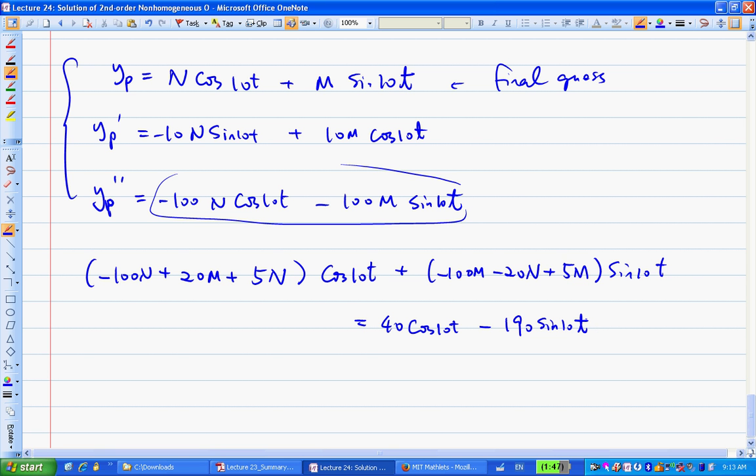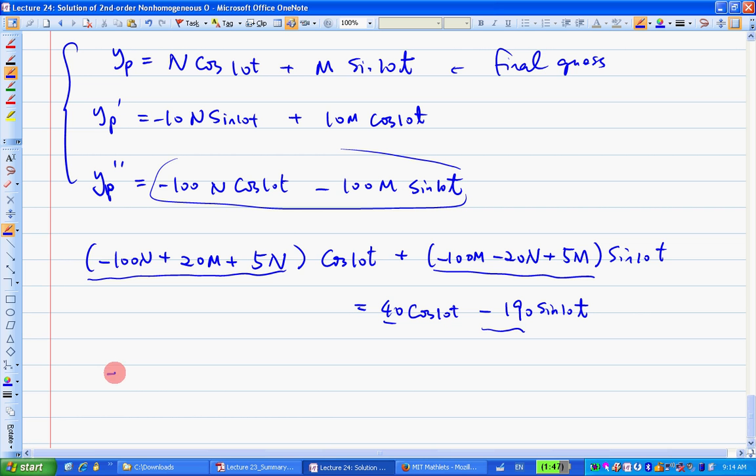Okay, so group all the similar terms and compare coefficients, right? Compare these coefficients with this, and compare these coefficients with this. Don't forget a negative sign there. So negative 95n plus 20m equal 40. Next one is negative 100, this is 100m minus 20n plus 5m equal negative 190.